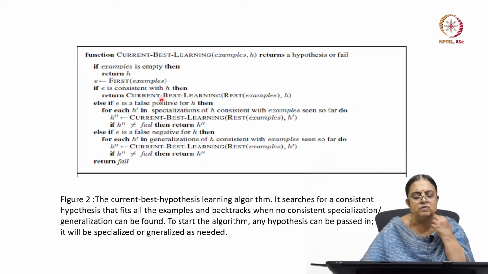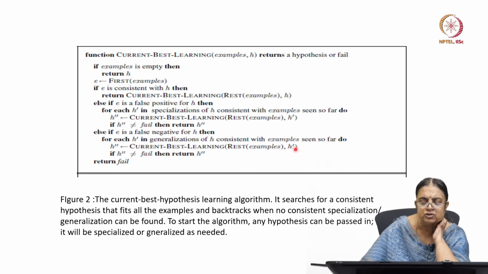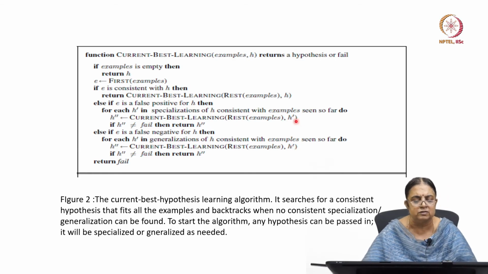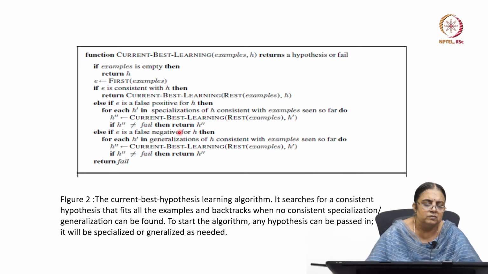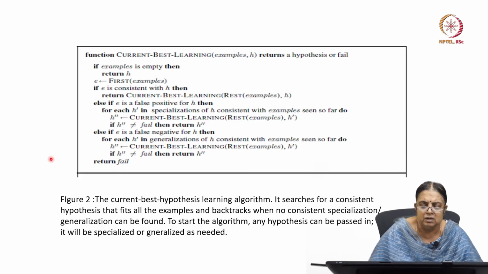So we can say the algorithm is something like this. If it is consistent, you don't do anything, but if it is a false positive, then you do specialization. If it's a false negative, you do generalization basically, and you return H dash after doing that. So this is the learning algorithm, and this is known as the current best hypothesis learning algorithm basically, okay.